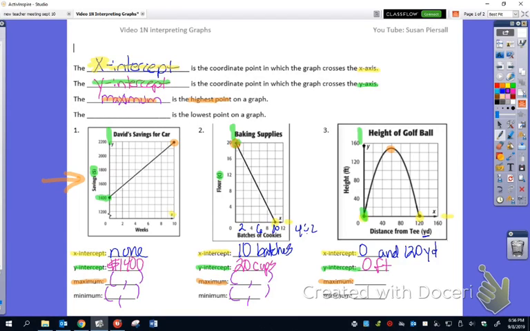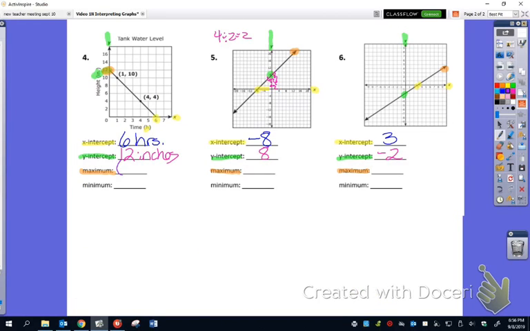So when it asks for maximum and minimum, they usually want an ordered pair. Now sometimes they will just want the Y value, but sometimes they want the ordered pair. So you have to recognize both. So we're going to talk about both.